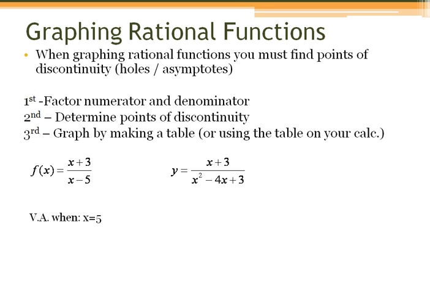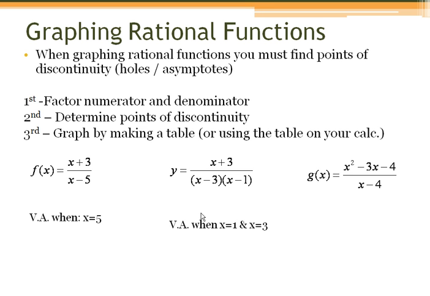Alright. Next one, we have to factor, just like the first one, but there was nothing to factor at the top. The bottom will factor into x minus 3 and x minus 1. Then we look at our points of discontinuity. Two more vertical asymptotes: one when x equals 1, and one when x equals 3. Two vertical asymptotes.